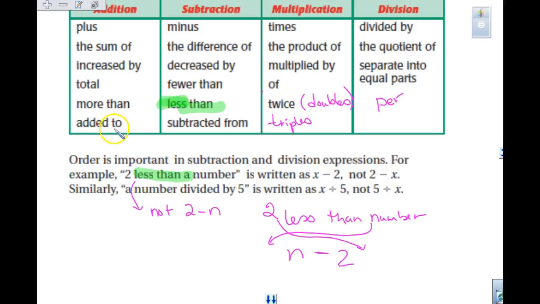Well, when I say more than, does it matter if I say 2 plus n or n plus 2? It doesn't matter, right? Addition order doesn't matter. Subtraction and division, it is hugely important which one comes first. So, again, a number divided by 5, you want to make sure you have x divided by 5, not this way, okay? Just read those to make sure you're understanding.